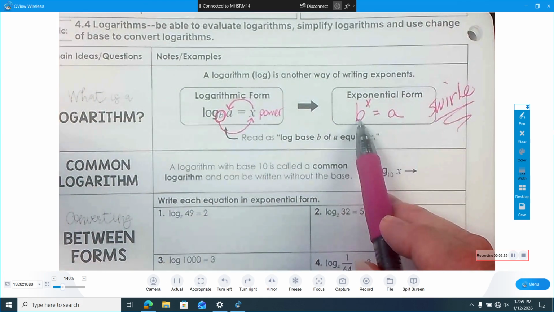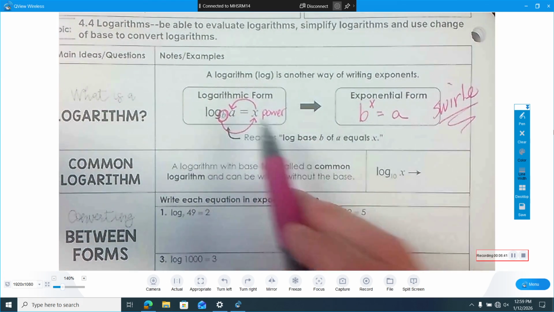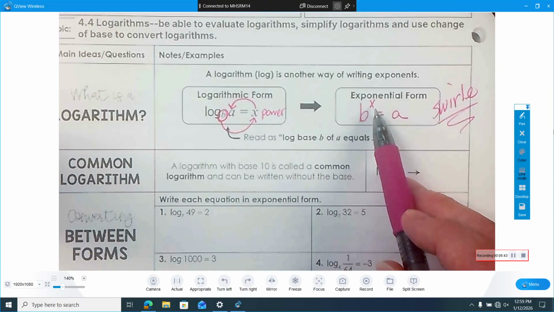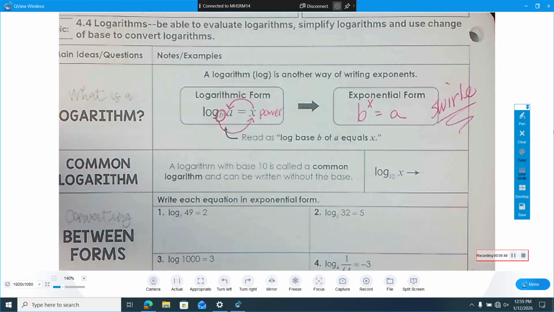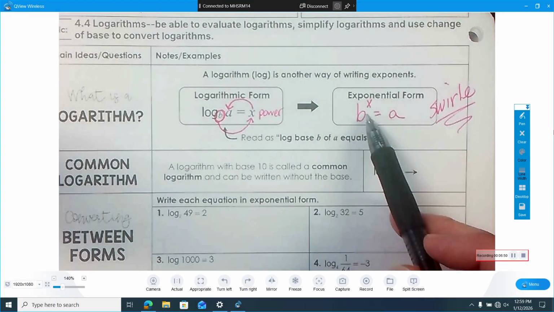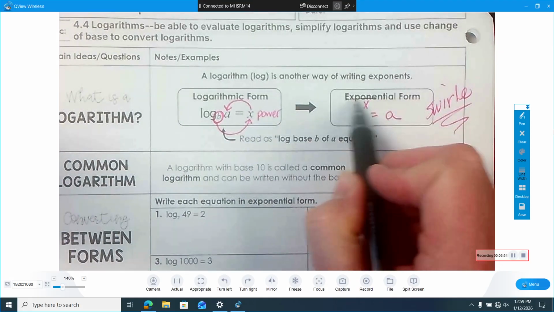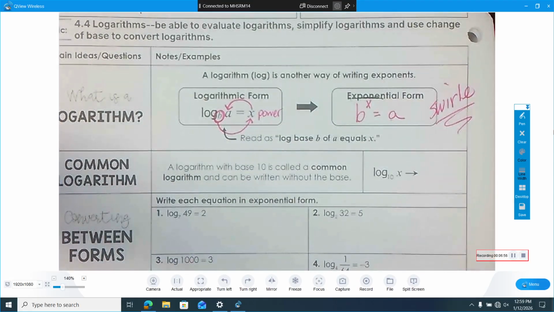So really important you start with the base. It is the base of our exponential. You circle around the equal side. You pick up your power. And it keeps swirling around, and it equals the argument of the log. And this is exponential form. And I know it's exponential because it's got the x in the exponent.